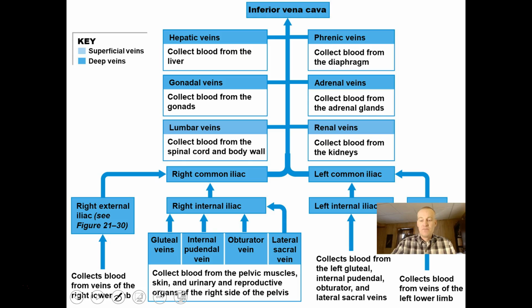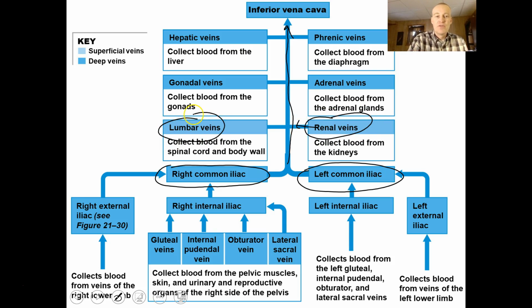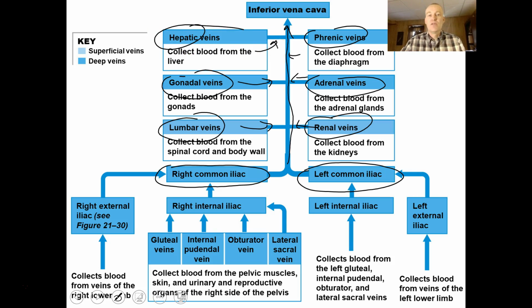and this will flow into the vena cava, the inferior vena cava. So here we have the common iliacs draining all the blood from the legs. These are going to continue going up through the inferior vena cava. All along the way, we're going to keep on bringing blood in from the renal areas, the lumbar areas, the gonadal veins, the adrenal veins, the phrenic veins bringing blood in from the diaphragm. Hepatic veins are going to bring blood in from the liver. All these veins will flow into the inferior vena cava.